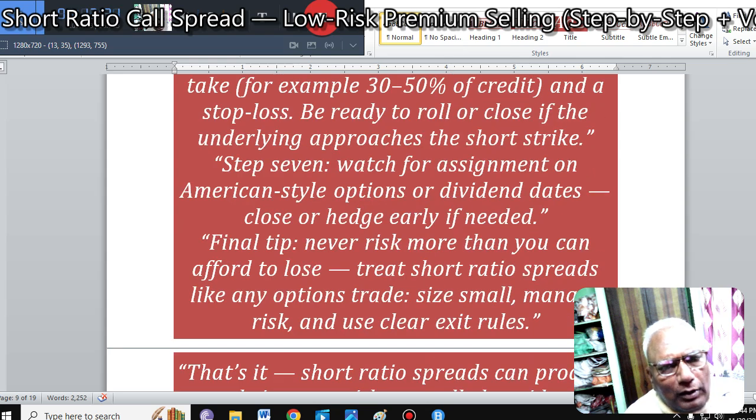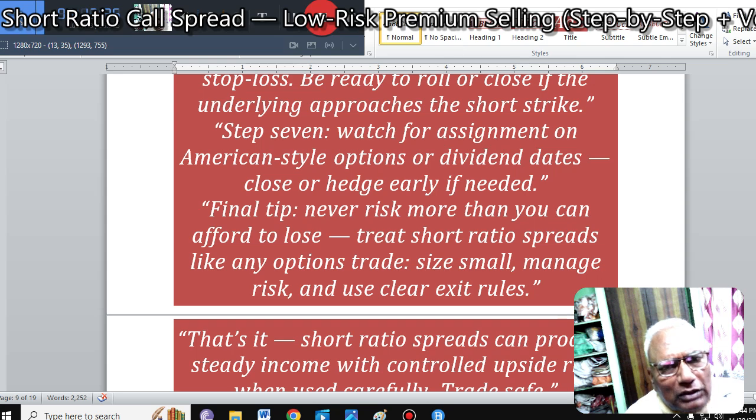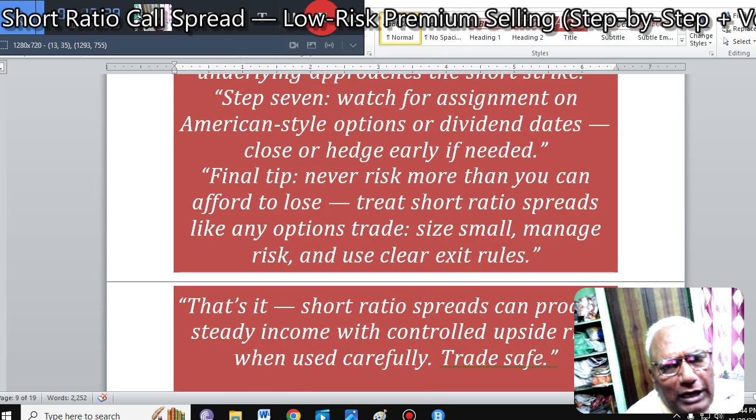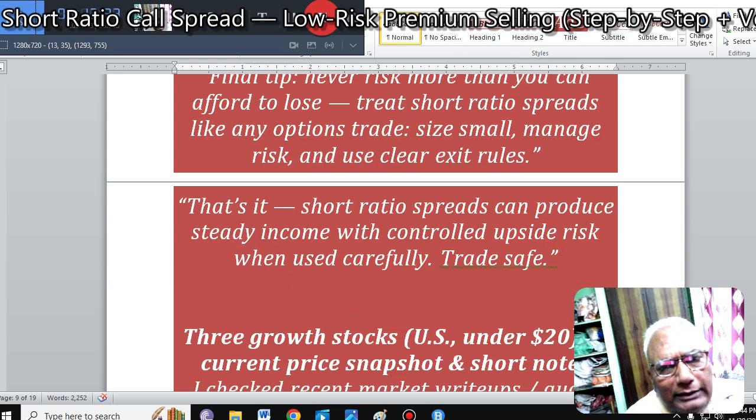Final tip. Never risk more than you can afford to lose. Treat short ratio spreads like any options trade. Size small, manage risk, and use clear exit rules. That's it. A short ratio spread can produce steady income with controlled upside risk when used carefully. Trade safe.